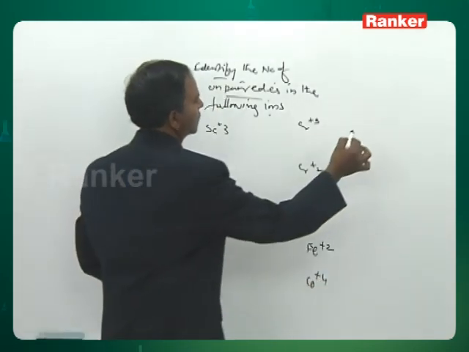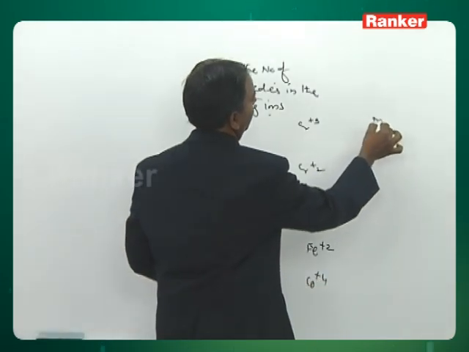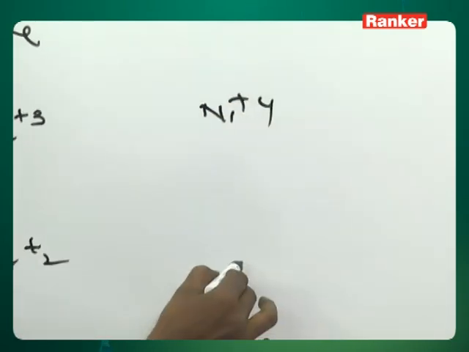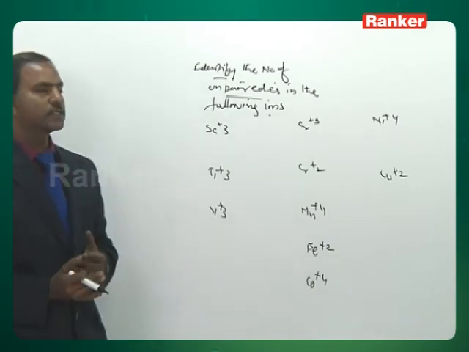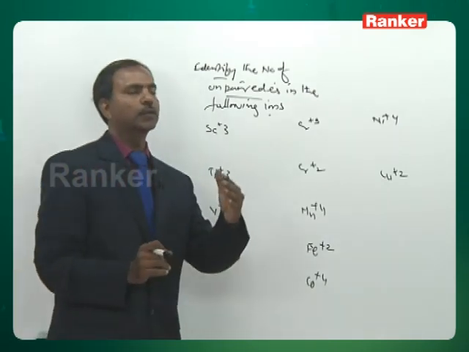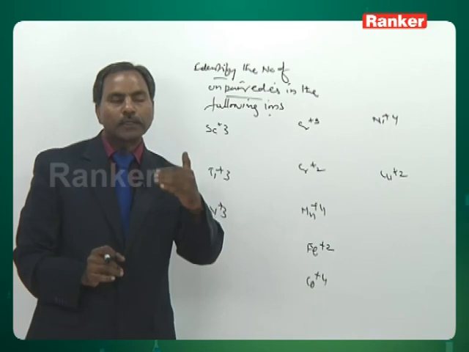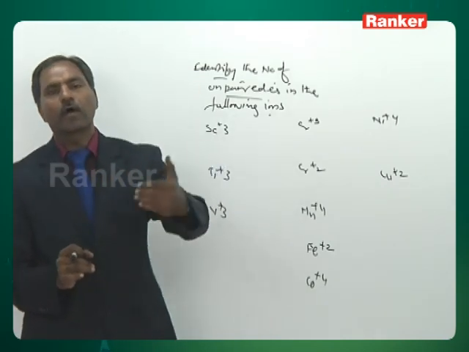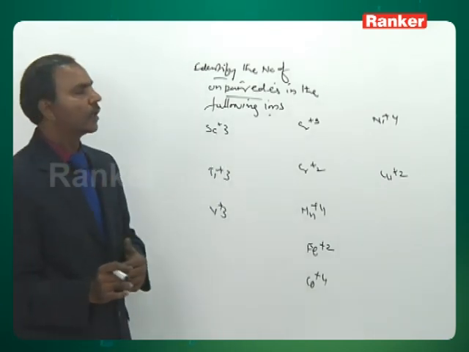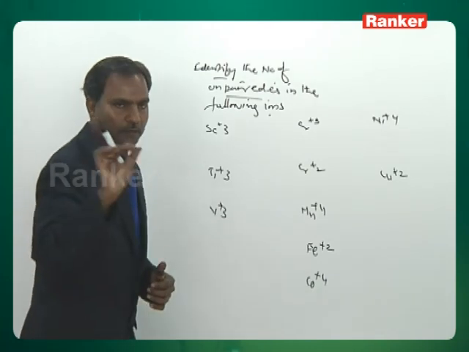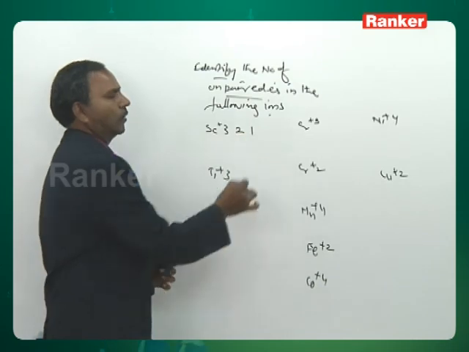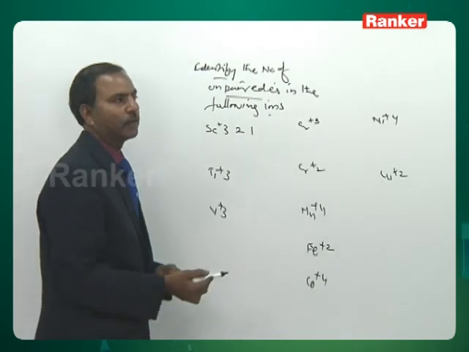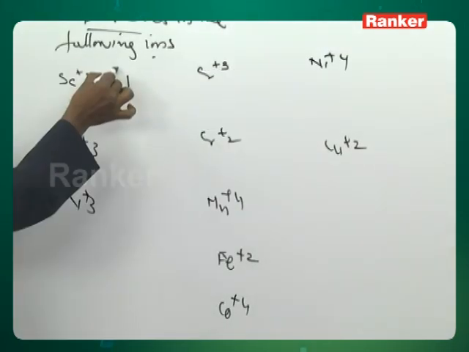Let me give some more ions. Let us consider nickel plus 4, and let me say copper plus 2. Such types of ions are given in the examination. They will ask you what are the number of unpaired electrons in the following ions. Whenever a metal ion is given, take first its atomic number. You know well, scandium atomic number is what? 21. Put a line in the middle.